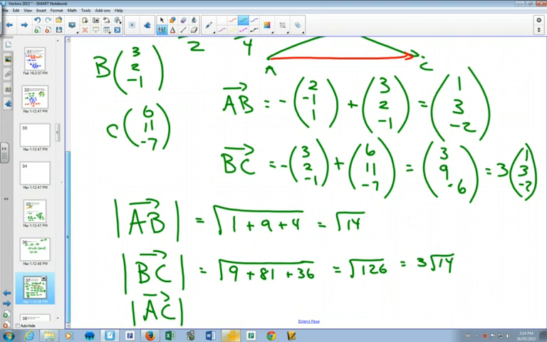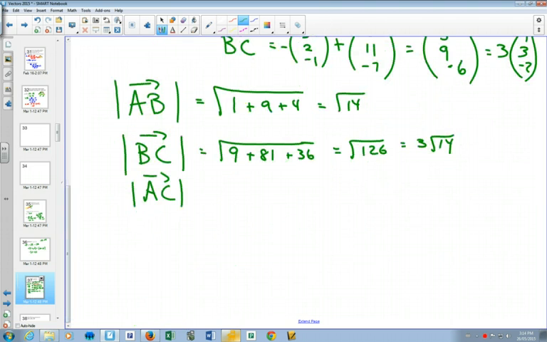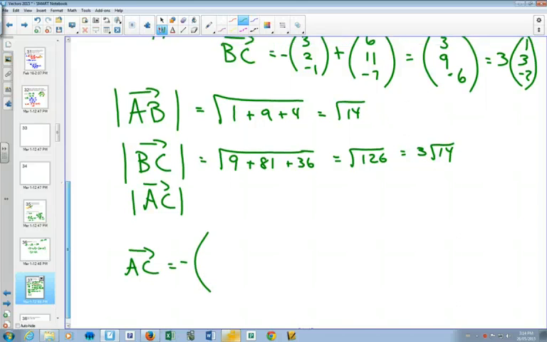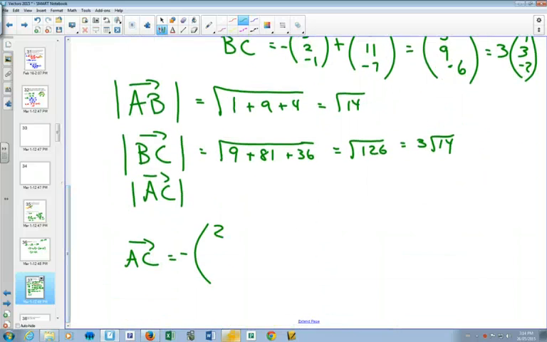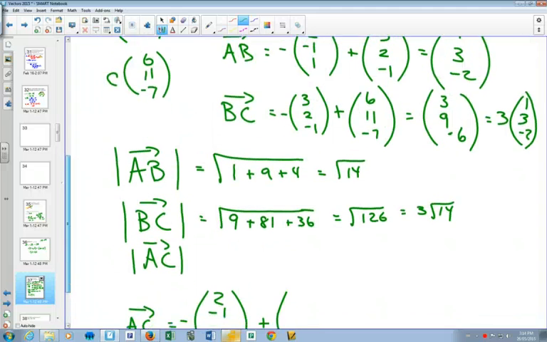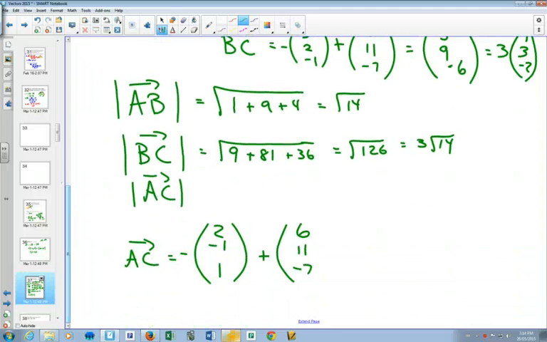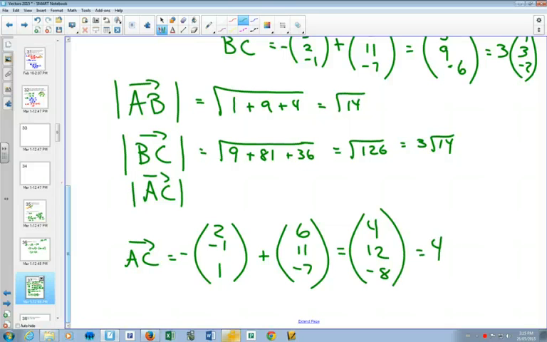And then if we found out what vector A to C is, which we haven't done yet, vector A to C would be negative A, which was 2, negative 1, plus vector C, 6, 11, negative 7. We're going to get 4, 12, negative 8, which happens to be the same slope because we're going to get 1, 3, negative 2 there.